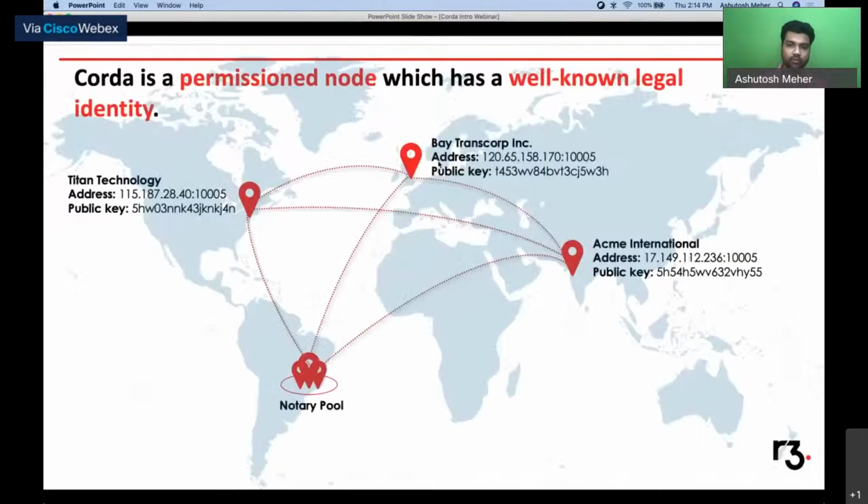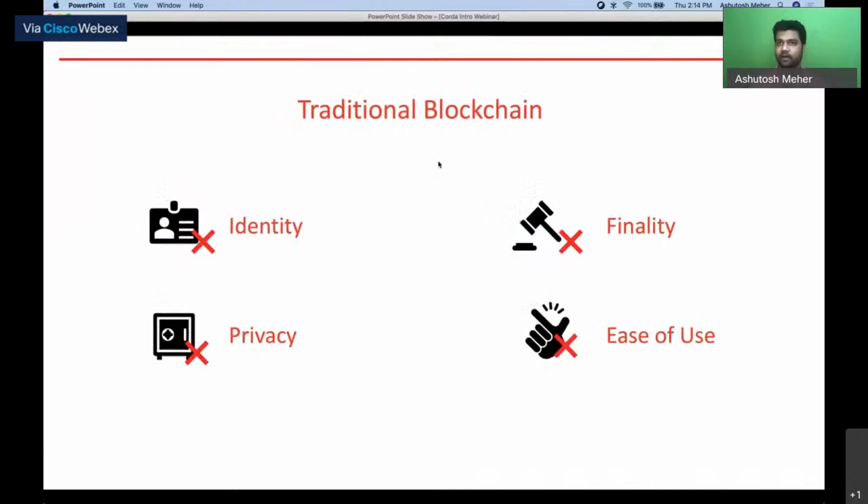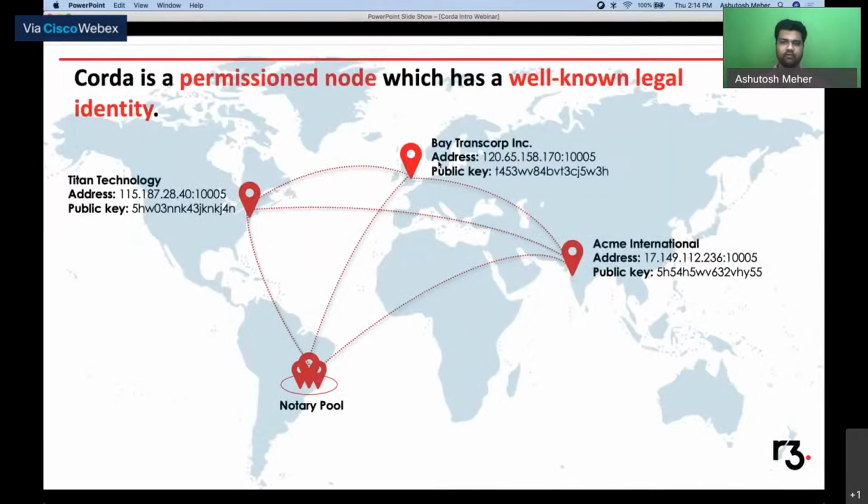Okay, so the problem of identity. How did we solve identity? Corda isn't a public blockchain, so you can't just join in. You can't just download Corda and join a network, right? You have to be given permission by a certain entity who will permission you into a particular Corda network. So during that process, you have to give your legal identity, and if you look at the slides here, there are three different identities.